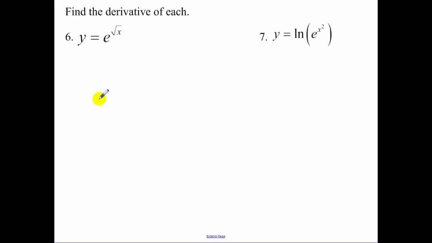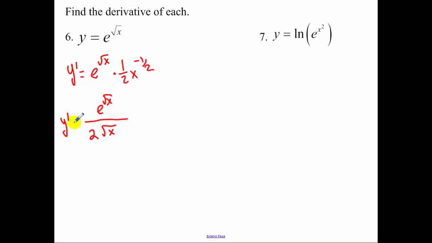Now some exponentials. Here, I can't simplify this at all, but I do have a chain rule. So y prime is e to the root x, then I need to take the derivative of the root x, so that is 1/2 x to the negative 1/2. I'm okay if you leave it like that. If you want to simplify it, the 2 would be on the bottom with a square root of x. And again, in calculus, it's okay if we have radicals in the bottom. That's not a huge issue for us anymore.